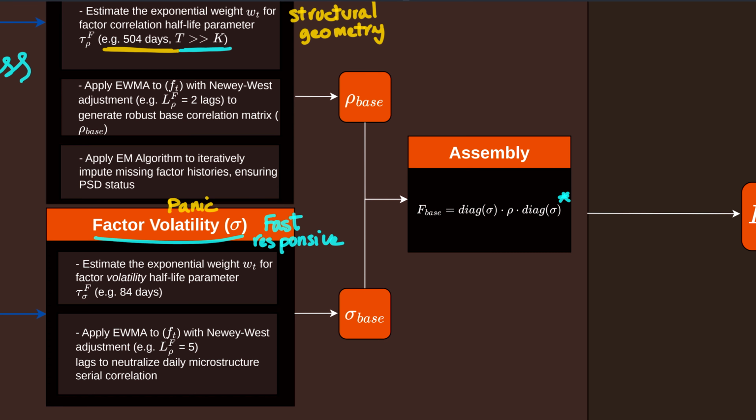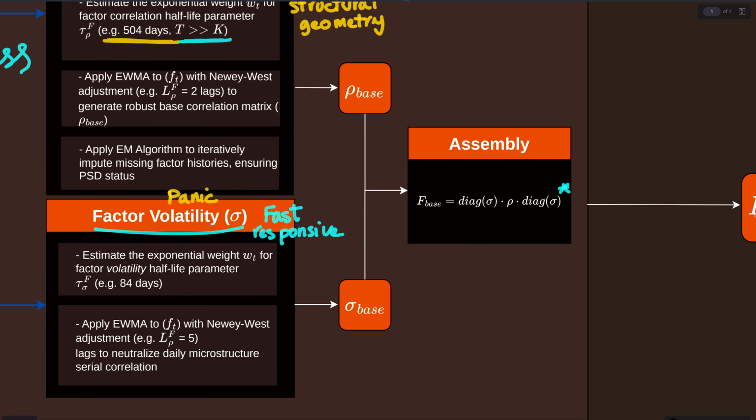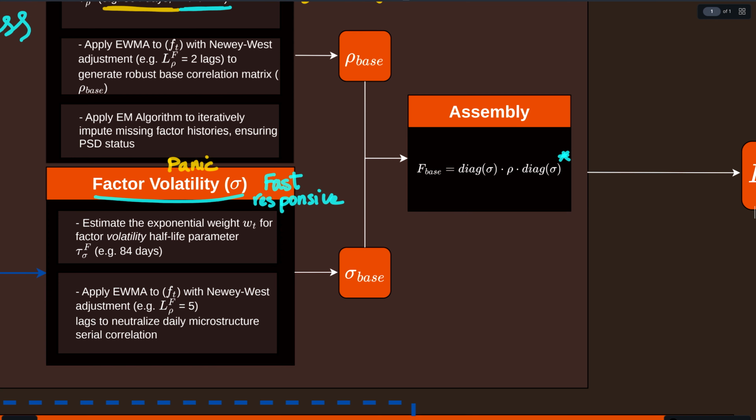Volatility, on the other hand, defines the scale of the market. It is the quantity that most directly reflects panic, and panic can happen and spread and explode overnight. So we model volatility using much faster decay rates, allowing the covariance matrix to rapidly expand during market stress.